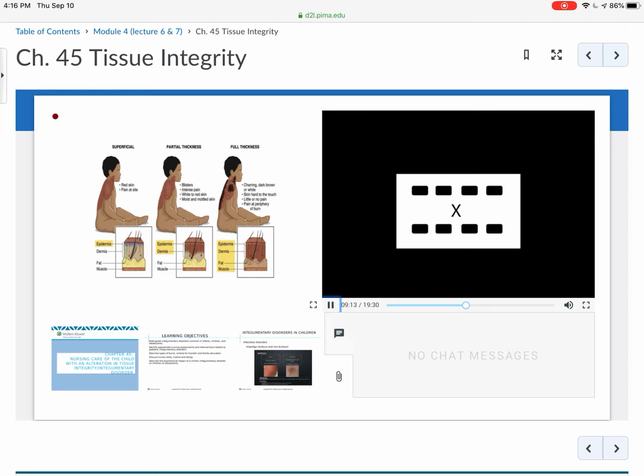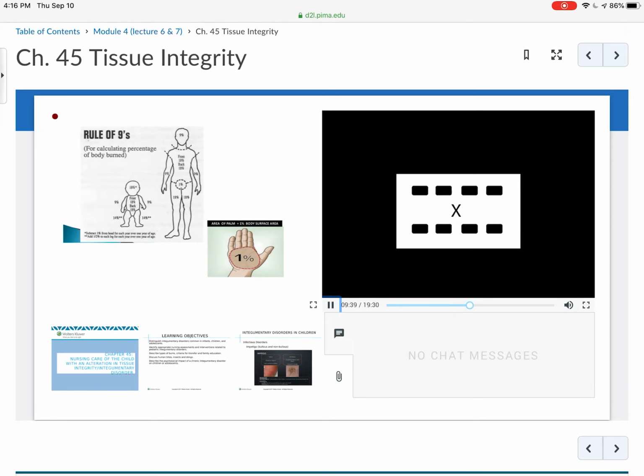So here are your superficial burns: red, with pain at the site. Partial thickness is blisters, intense pain, white to red skin, and you can have moist and mottled skin. And then full thickness. Once you get to full thickness, you'll have charring of the skin, and little or no pain because now you've burned the nerves. So that's concerning.